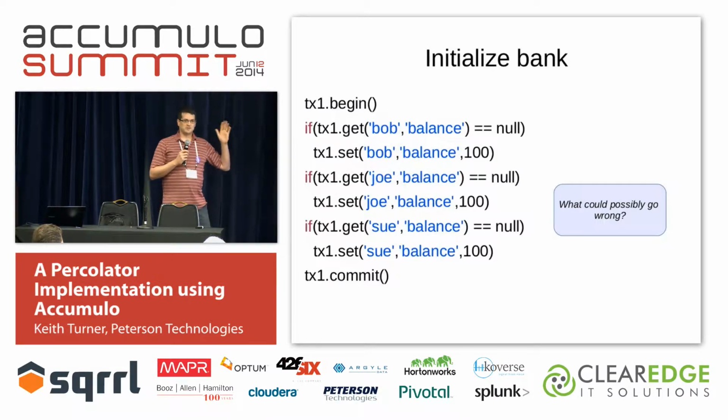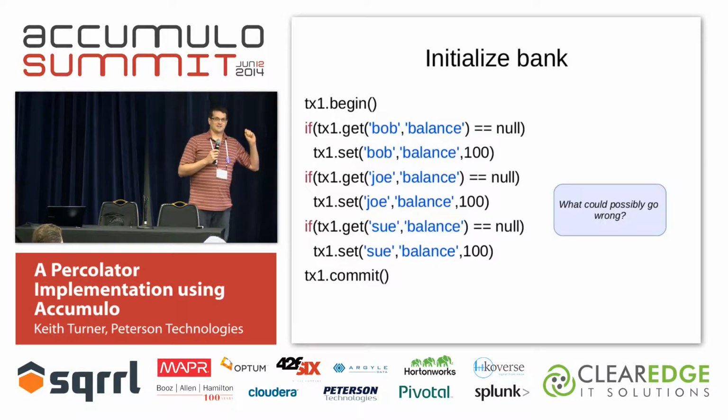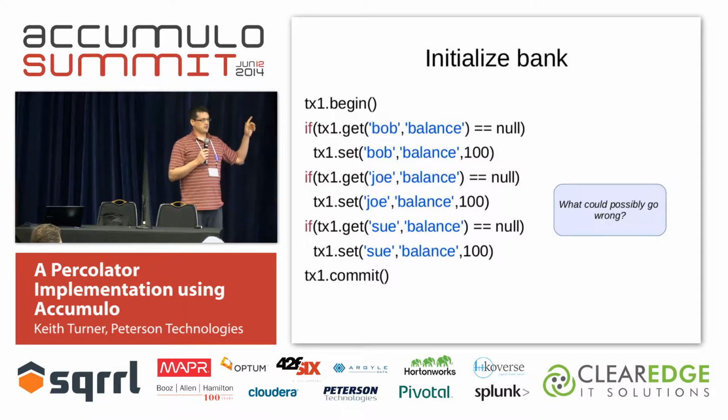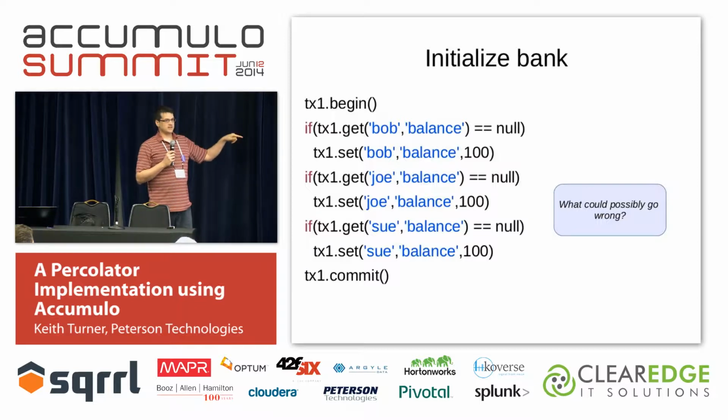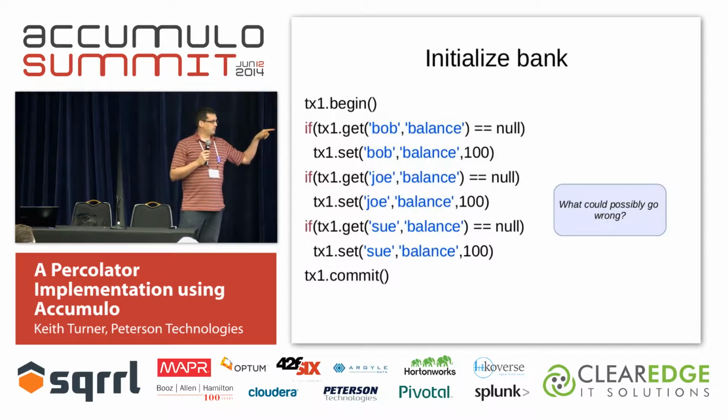So what could possibly go wrong? Anyone want to offer any suggestions? Let me set the stage. So Bob, Joe, and Sue, those are 3 different rows, and then balance is the column. Those 3 rows could be stored on 3 different machines, and the transaction could be running on another machine. So there could be 4 machines involved here.